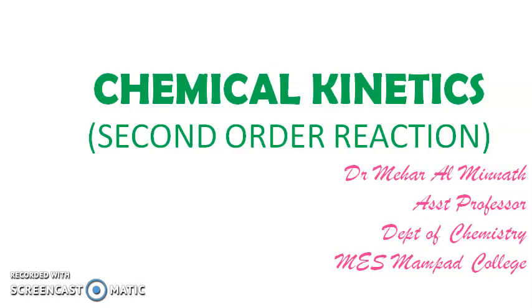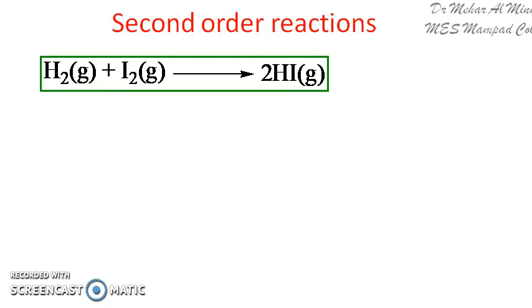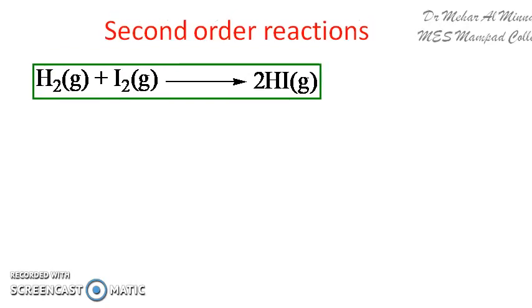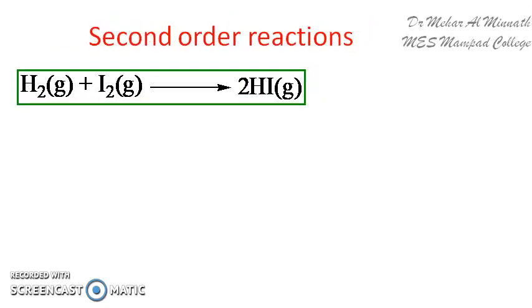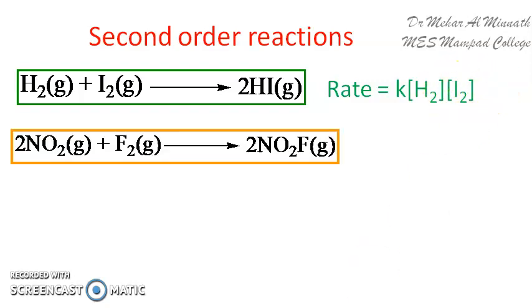Let us take up one or two examples. Here you have the formation of HI. The rate expression is given as rate equals k times [H2] times [I2]. The sum of the powers of these two will be equal to 2. Another example, here you have the reaction between NO2 and fluorine. Even though there are 3 molecules of reactants involved, in the rate expression only 2 molecules appear, and the sum of their powers is equal to 2.